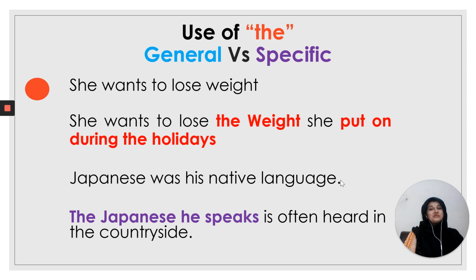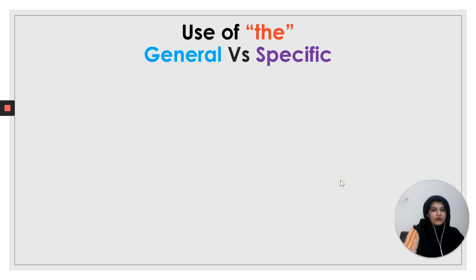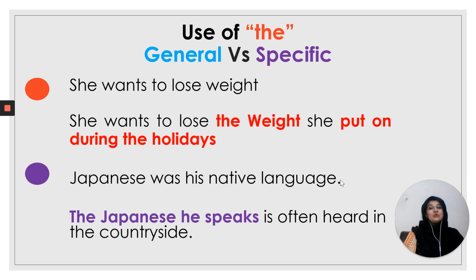Okay, she wants to lose weight. A dream of everyone. She wants to lose weight. We are talking in general. But then, "She wants to lose the weight she put on during the holidays." Now we are talking about the specific weight which she put on during the holidays. That's why we are using "the" with the weight, right?